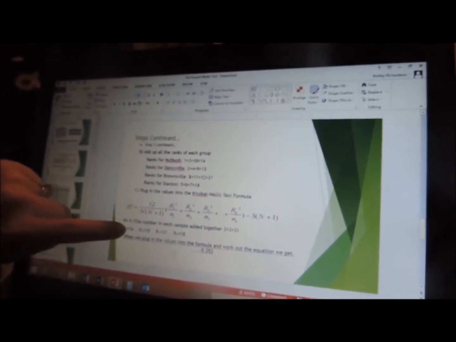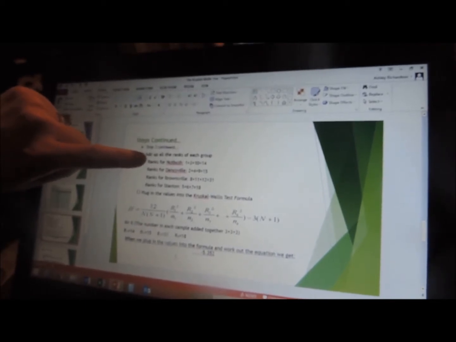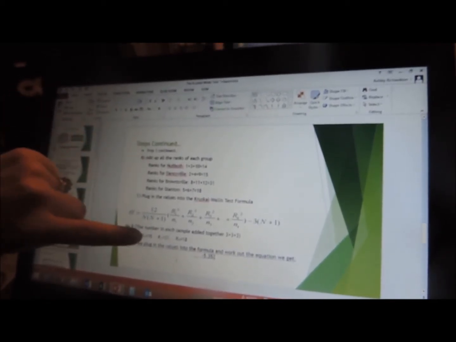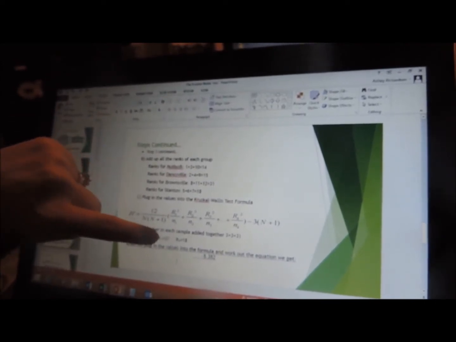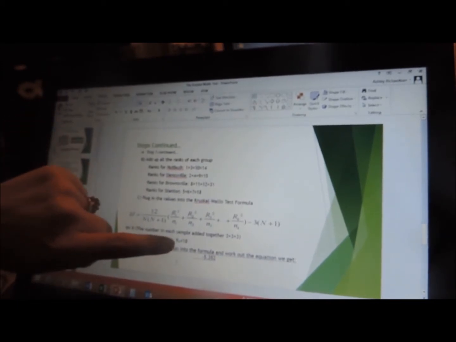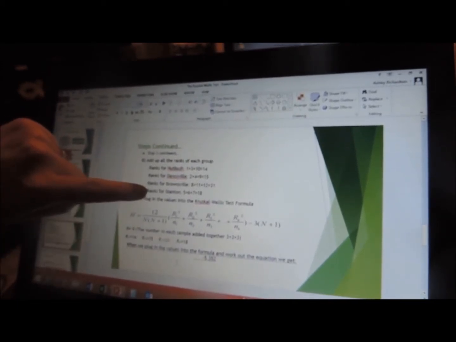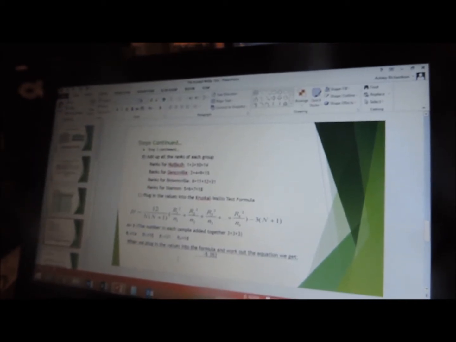R1 in the formula stands for 14. That is the sum of the ranks for Nutbush. R2 is 15, the sum of the ranks for Dansville. R3 is 31, the sum of the ranks for Brownsville. And R4 is the sum of the ranks for Stanton, which is 18. Once we plug in the values into the formula and work out the equation, we get negative 5.352.